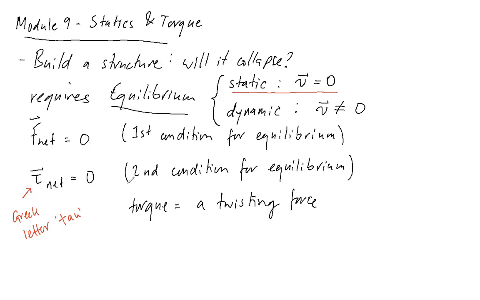Now the thing is, even within equilibrium there are different types of equilibrium. Aside from static and dynamic, even within static equilibrium, there are different types: neutral, unstable, and stable. That's also important, but we won't get into that right now.